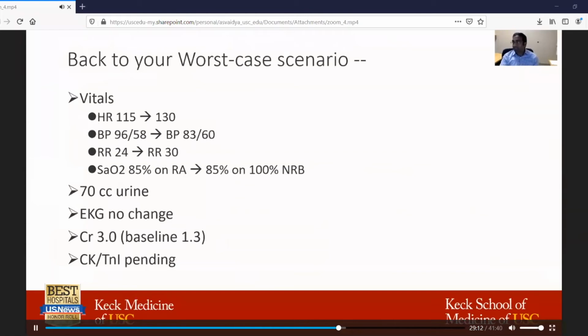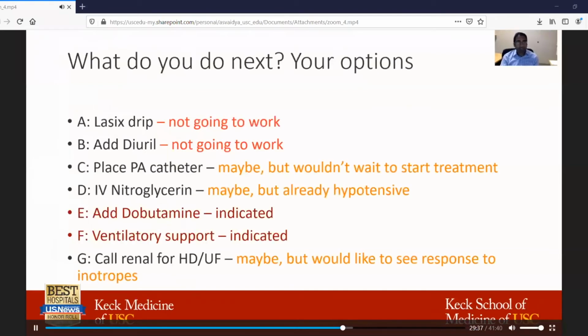So let's go back to our worst case scenario and decide which of these solutions we talked about would be pertinent in this case. Our patient, again, is tachycardic, hypotensive with worse respiratory distress, and little change to your initial interventions of diuretics and vasodilator therapy, with worsening end organ function as noted by the creatinine. What do you do next?